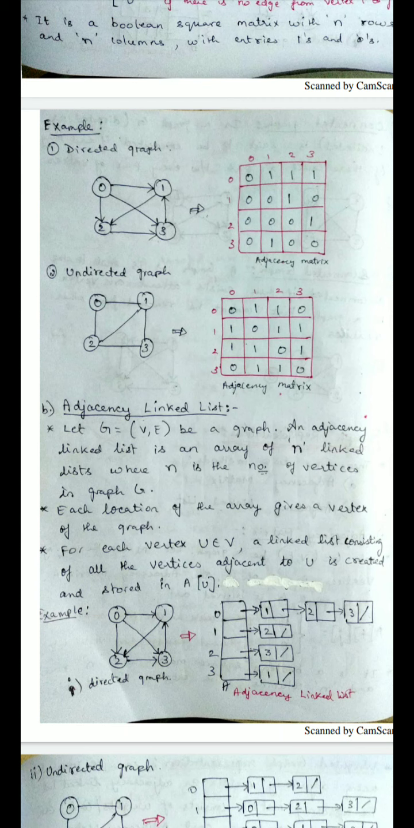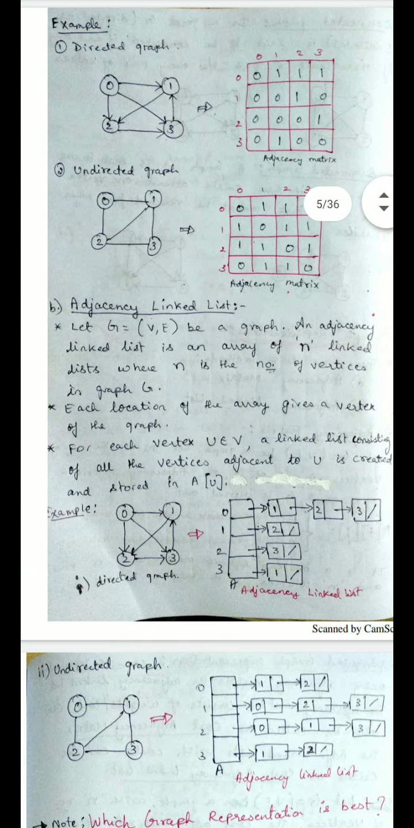Similarly, 1 is connected to 2, hence that value is 2, followed by null. Similarly 2 is connected to 3, followed by null. And 3 is connected to 1, followed by null. This is how you represent it. Next, in the undirected graph, 0 is connected to 1, 2, 3. 1 is connected to 0, 2, 3. 2 is connected to 0, 1, 3. And 3 is connected to 1 and 2. Based on that you can make the representation.